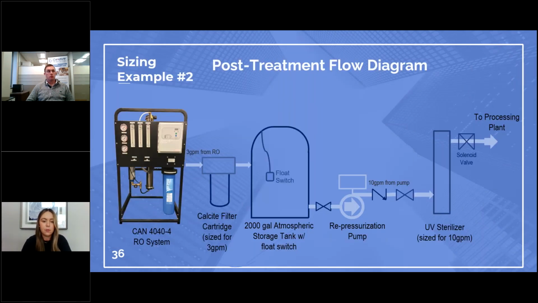So I have another flow diagram here for our post-treatment. As you can see, we've got 3 gallon a minute coming from the RO right through the calcite filter to add some minerals back in before it goes to our storage tank. From there, it's repressurized to 10 gallons a minute, where it goes through the UV system, and then it's off to the fish processing.